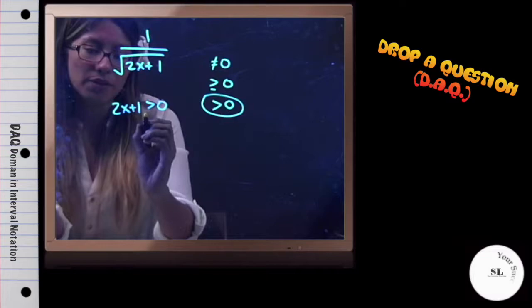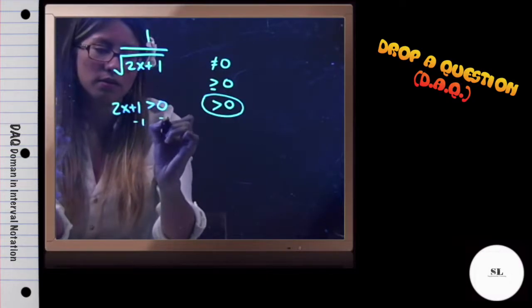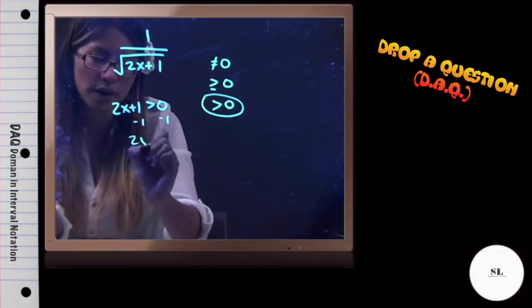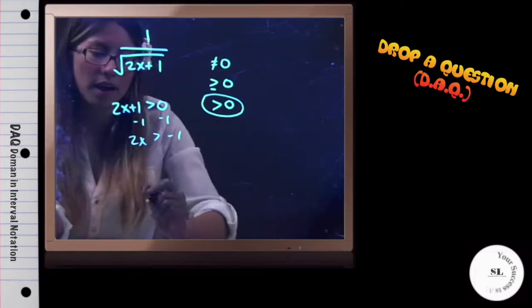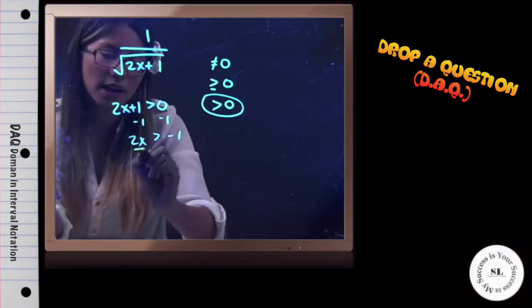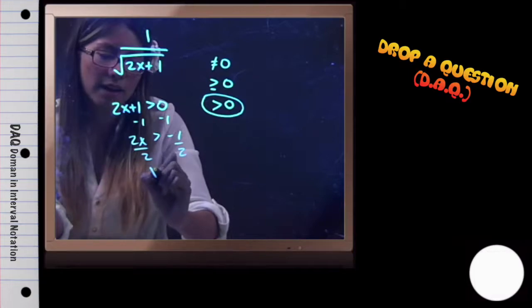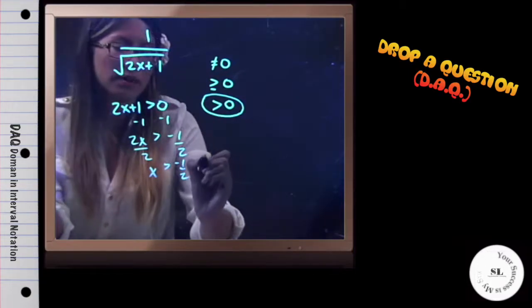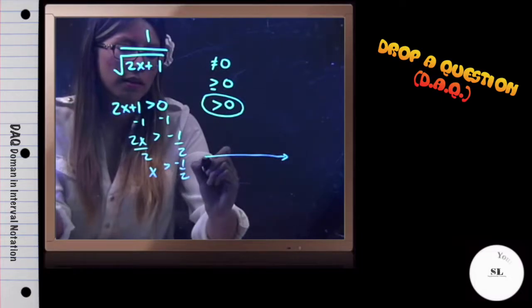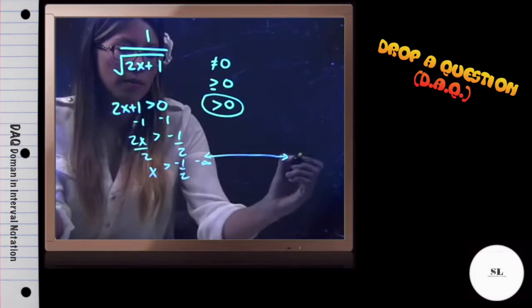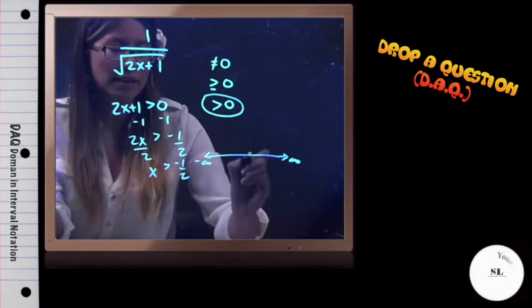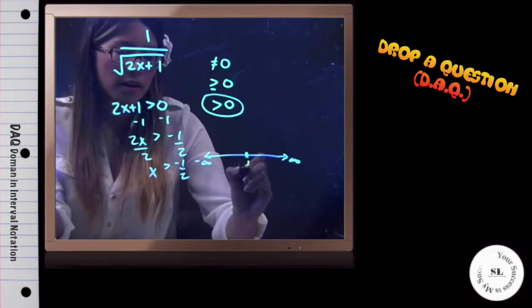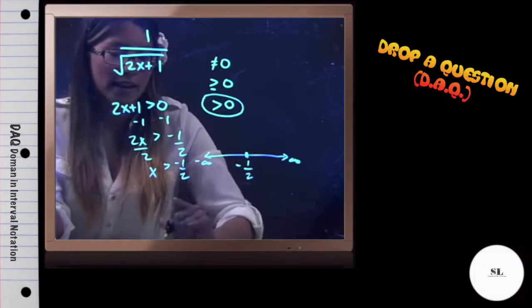And when we solve for that, we can subtract by 1. 2x is greater than negative 1. And now if I divide by 2 on both sides, I'll have x is greater than negative 1/2. And if I graph this on a number line going from negative infinity to positive infinity, my value I have is negative 1/2.